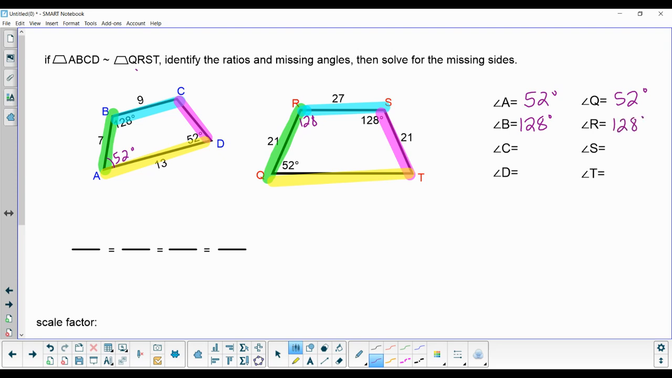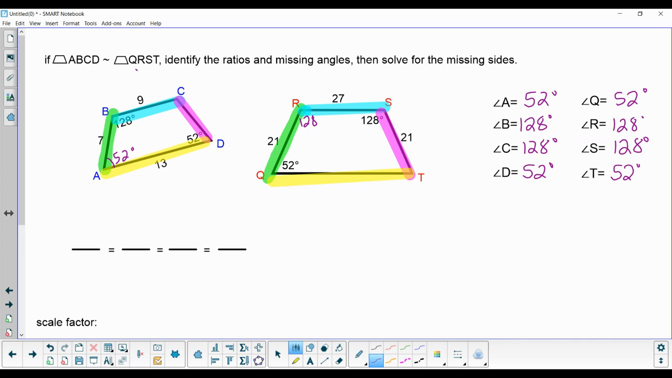C is the third letter, A, B, C. I don't know what C is, but Q, R, S. S is the third letter, and I know if S is 128 degrees, then C is also 128 degrees. And finally, D is 52 degrees. T should be the same as D, 52 degrees.